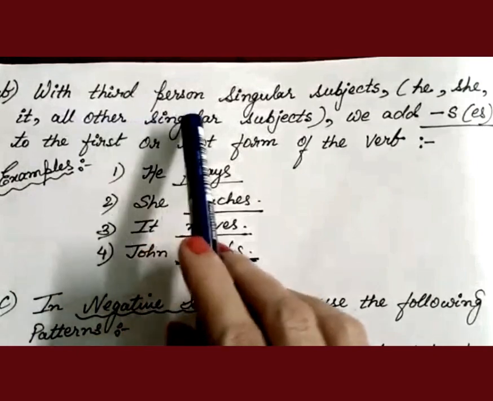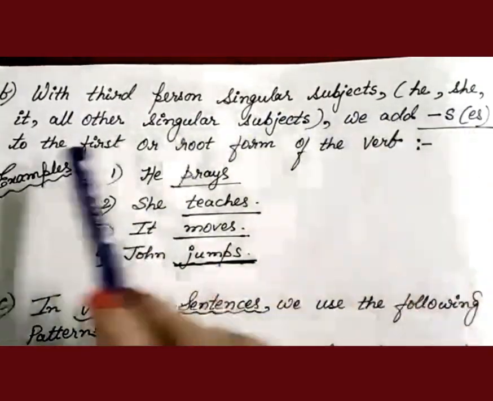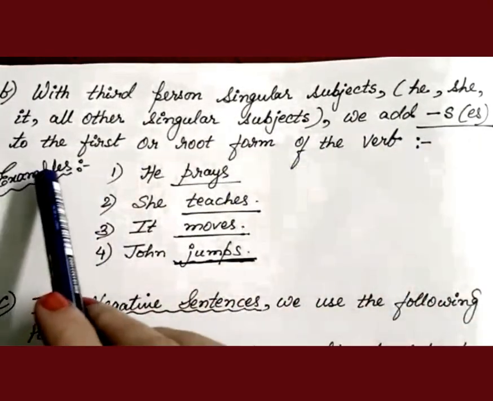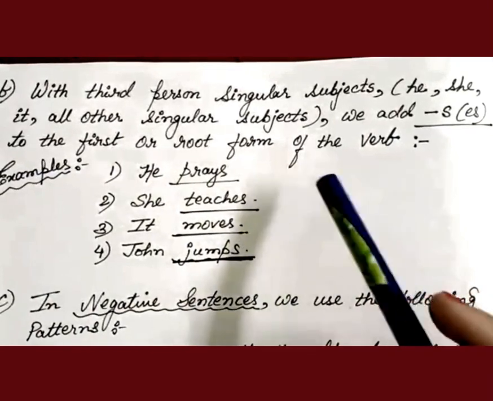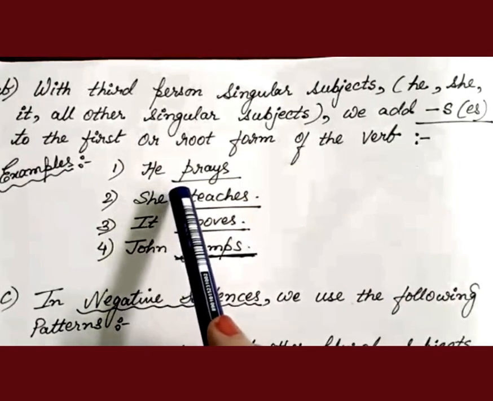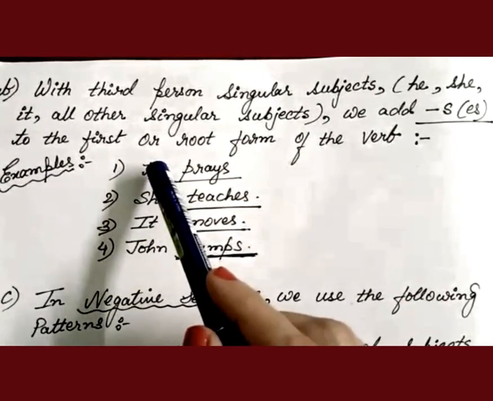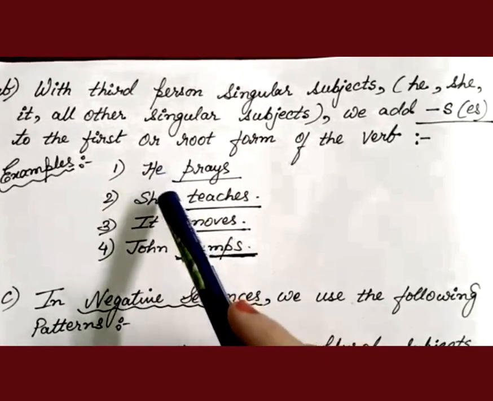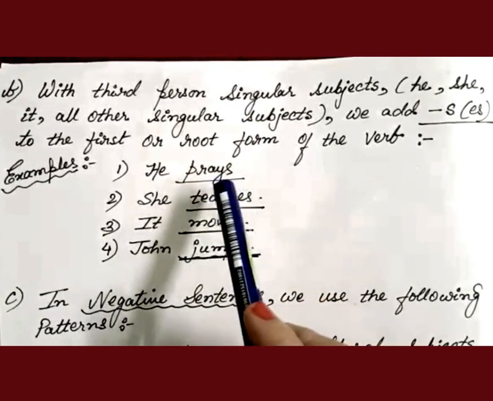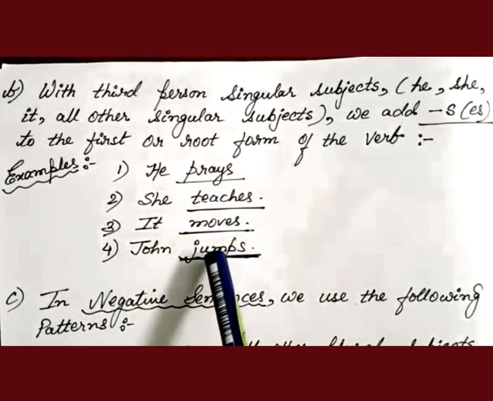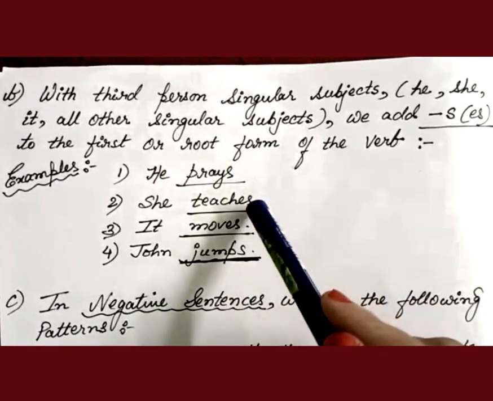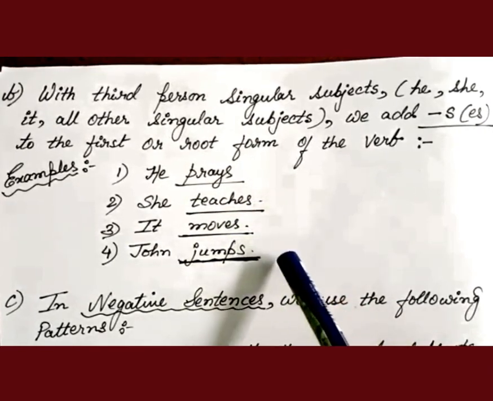Further, with third person singular subjects, he, she, it, all other singular subjects, we add s or es to the first or root form of the verb. Let's look at the examples given below. Now you see the third person singular subjects, he, she, it. So with these third person singular subjects and all other singular subjects, we take the root form of the verb, and to that root form of the verb we add s or es at the end. So let's see how it gets formed.